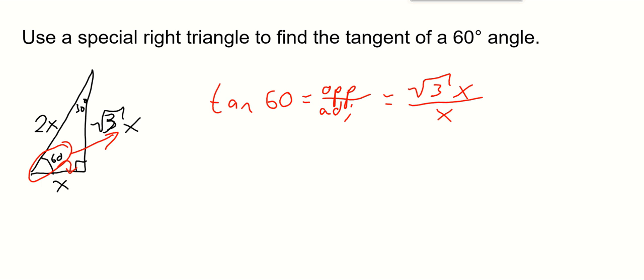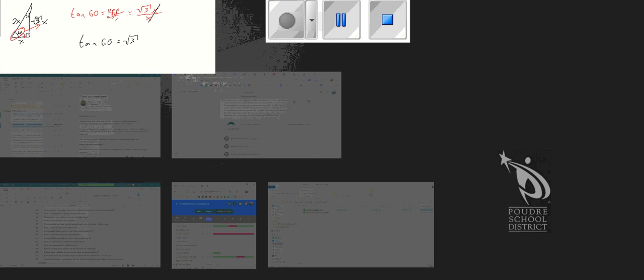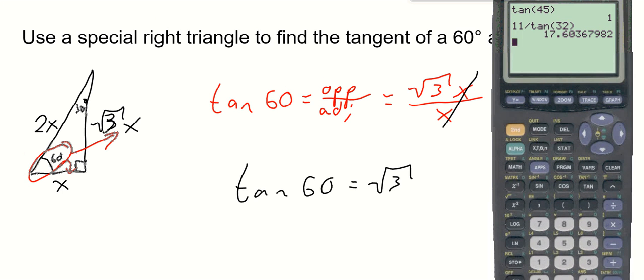So as I look at this, I notice the x's will cancel out. So I can see that the tangent of 60 degrees is equal to the square root of 3. I can go through and verify this with my calculator. So notice that the tangent of 60 degrees is that value. Okay, so that's how we would use our trig function. It's saved in there. But with special right triangles, we know that that's the same value as the square root of 3.